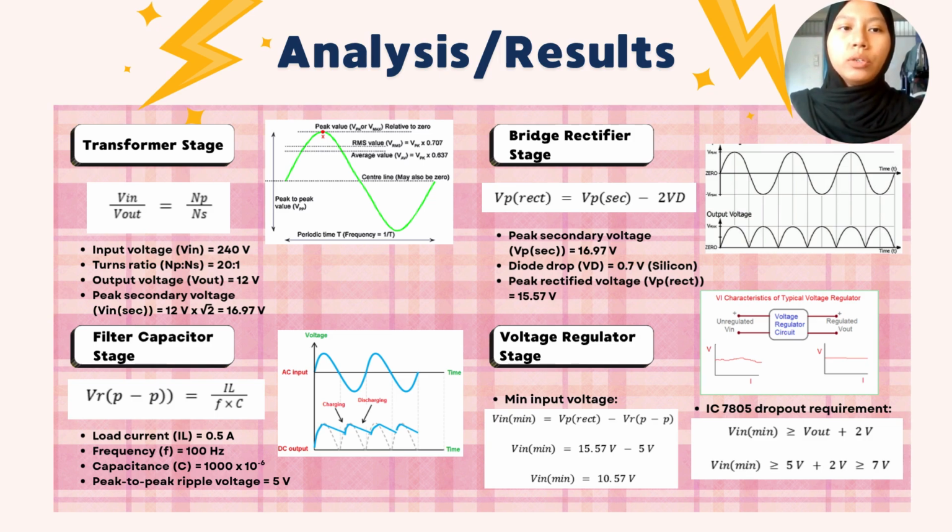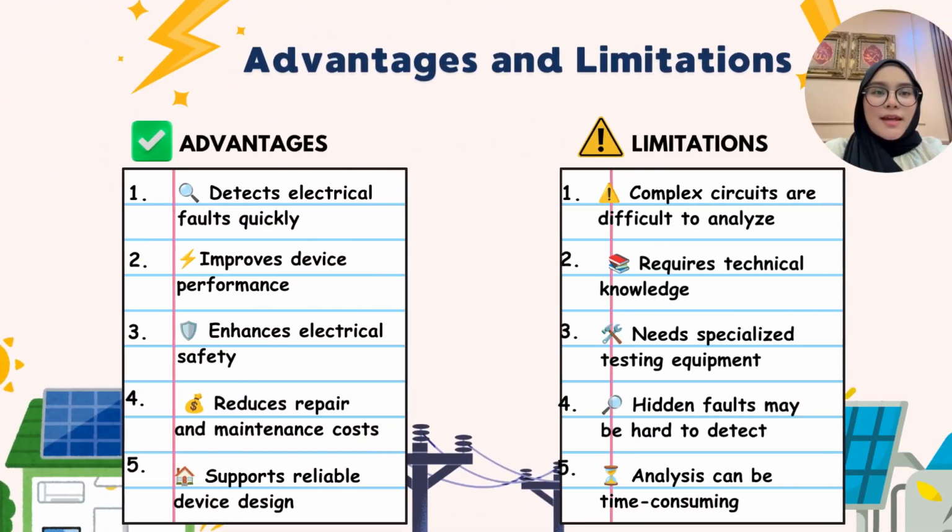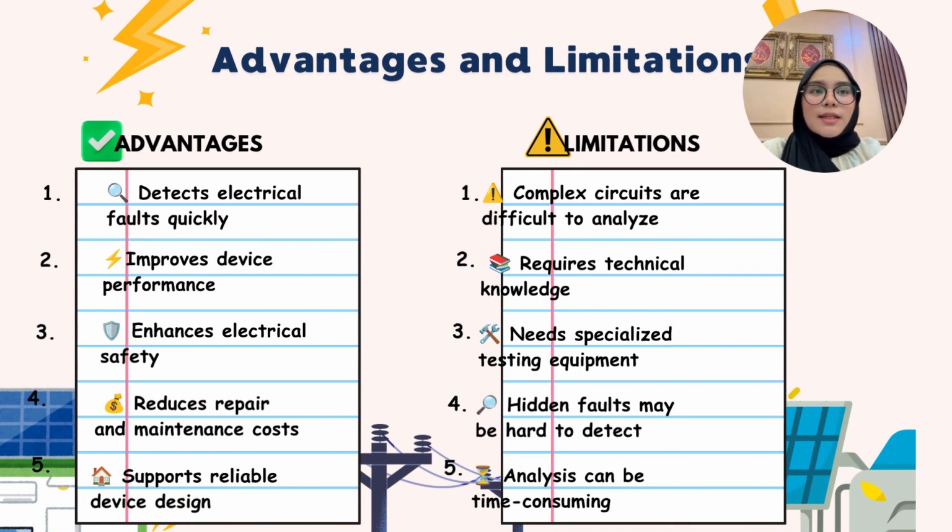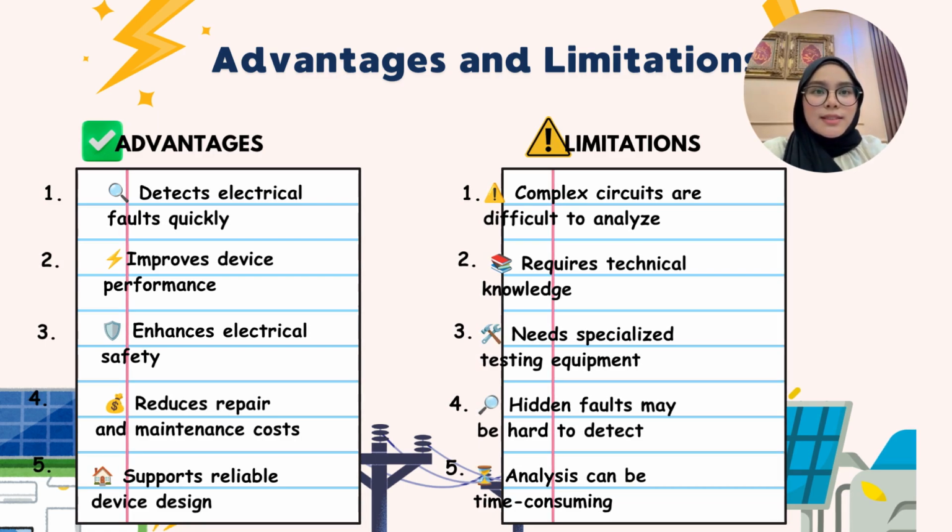So the graph on the bottom right proves that the chip easily shaves off the wobble, leaving us with a perfectly flat, safe, and stable 5V DC line ready to charge the mobile phone. Next, I will explain the advantages and limitations of circuit analysis in household electronic devices.